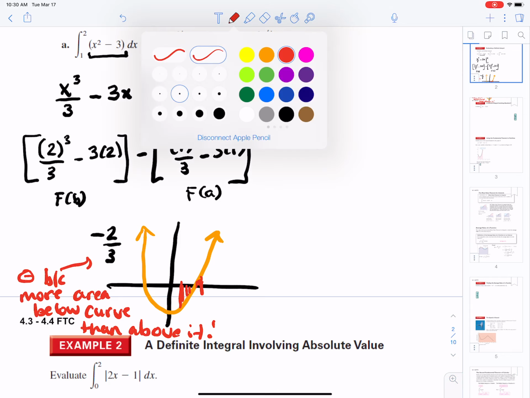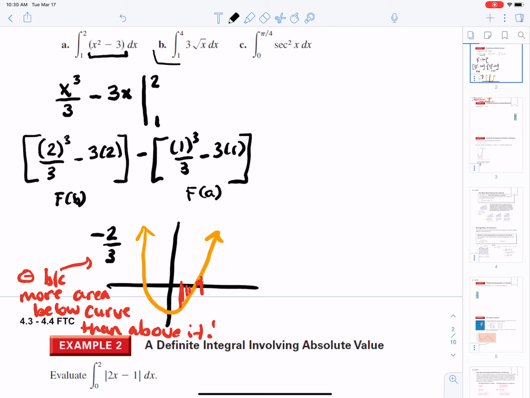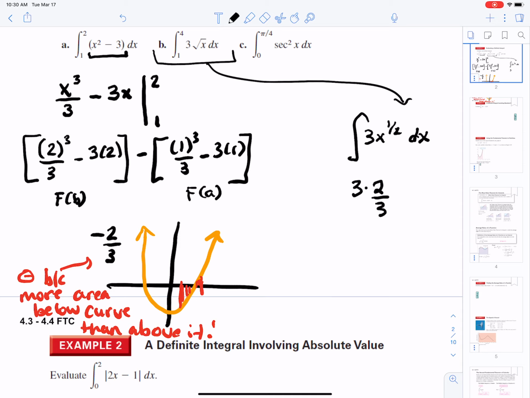Okay, let's look at the next example. I'll pull it over here. So we want to do the integral of 3 times the square root of x. This would be 3x to the 1/2, rewriting the function. I would do the antiderivative, which means I add 1 to the exponent, which will give me 3 over 2. So this will get multiplied by 2 over 3 x to the 3 over 2. And I want to evaluate that from the values 1 to 4.